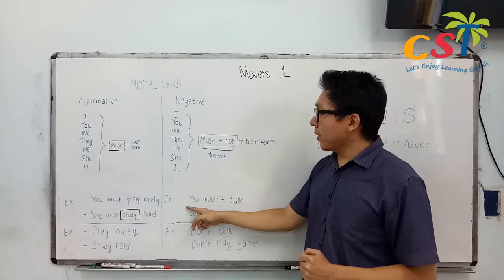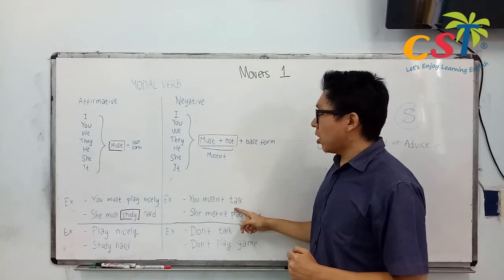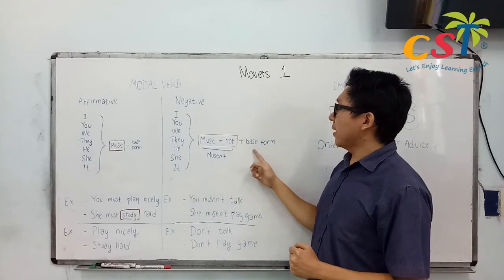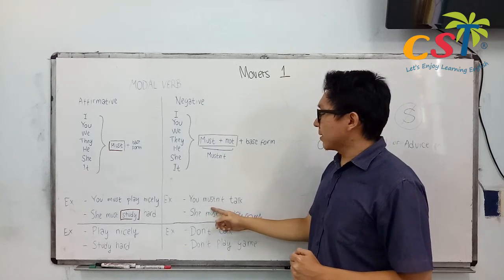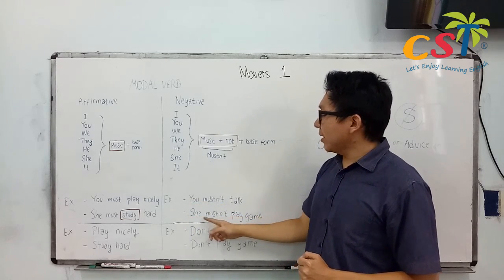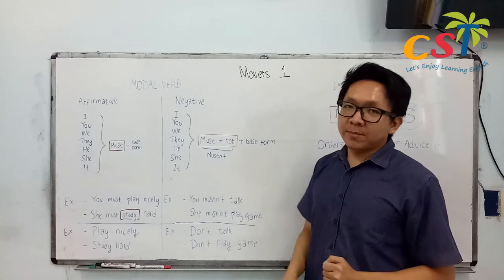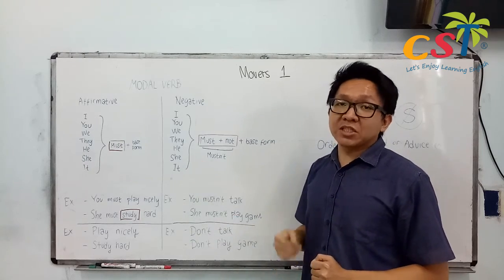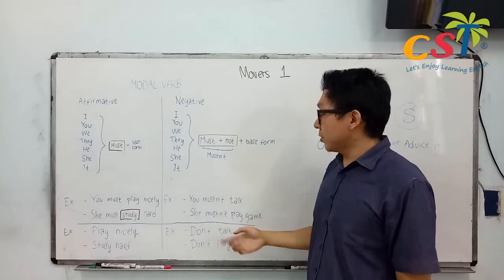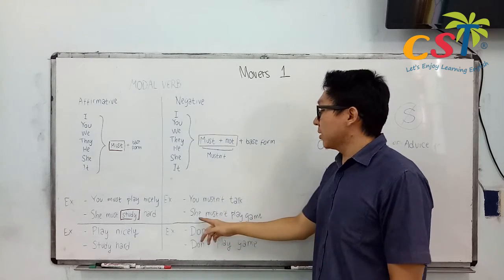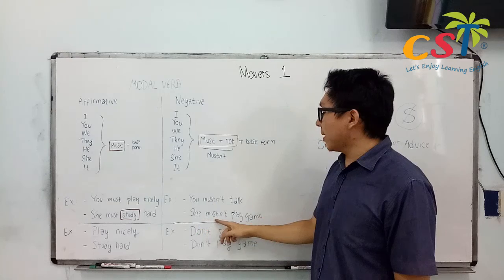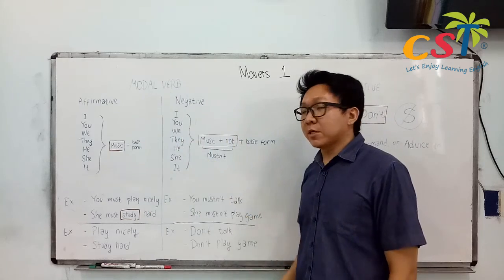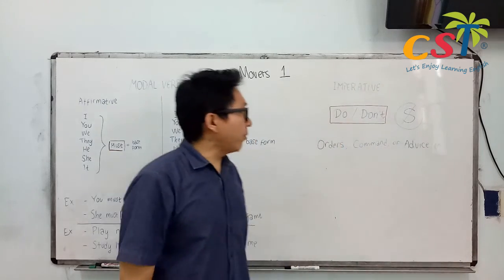Now let's look at the negative example. The first one we have here, you mustn't talk. Okay, here, look at the pattern. Subject, mustn't, and then the verb, the base form verb. You mustn't talk. The next one, she mustn't play game. Notice how we didn't say plays instead, even though we are using she. Normally you said she plays game, but now you just say play, even though the subject is she. So the answer is she mustn't play game. Okay, so that's all about the modal verb must.